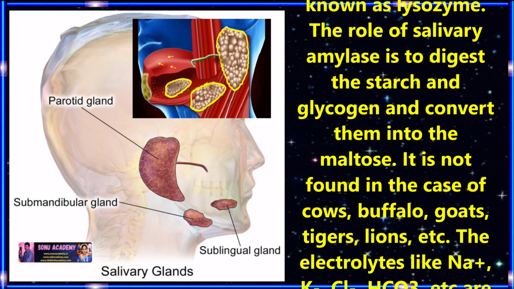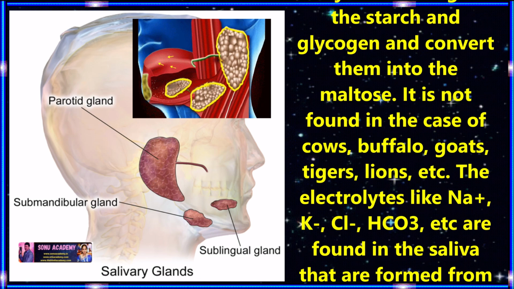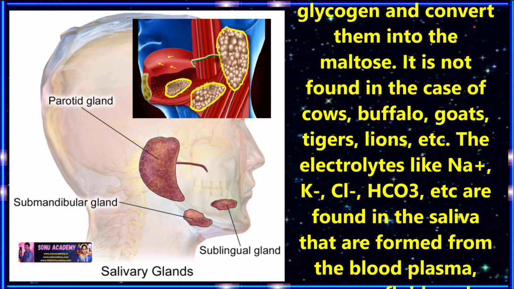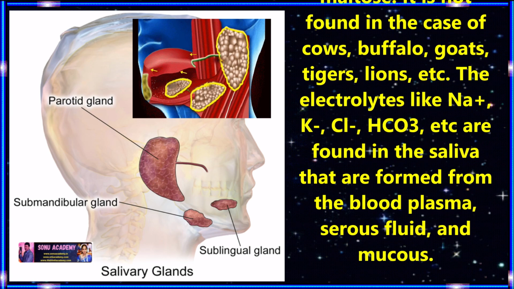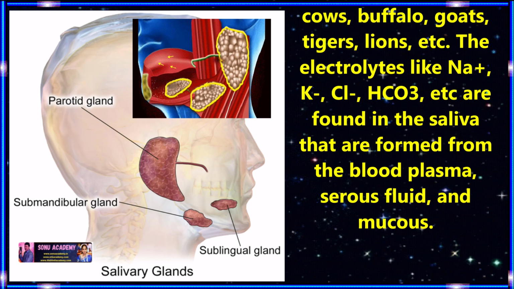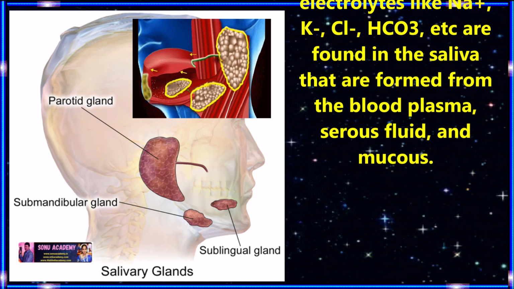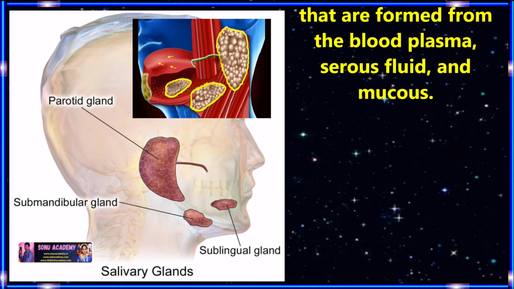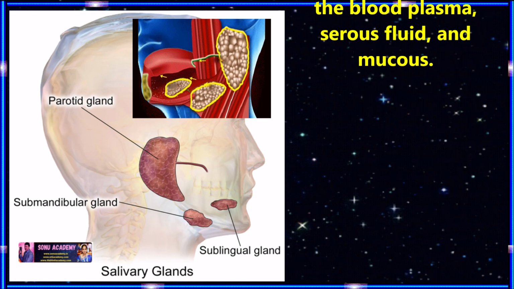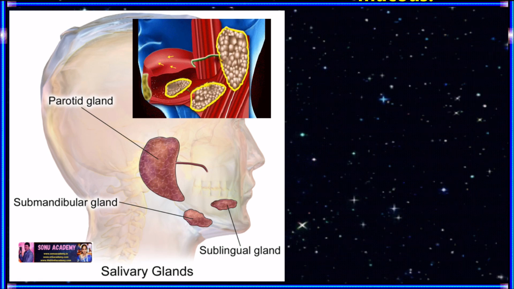The role of salivary amylase is to digest starch and glycogen and convert them into maltose. It is not found in cows, buffaloes, goats, tigers, lions, etc. The electrolytes like Na+, K+, Cl-, HCO3-, etc. are found in the saliva and are formed from the blood plasma, serous fluid and mucus.